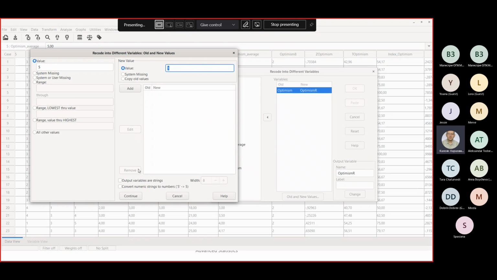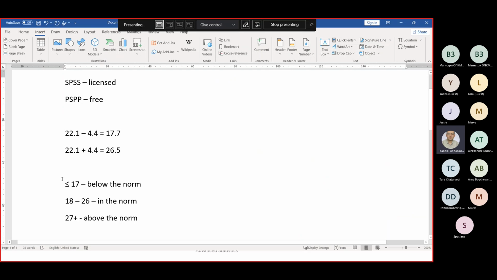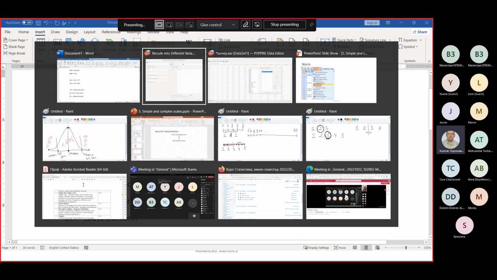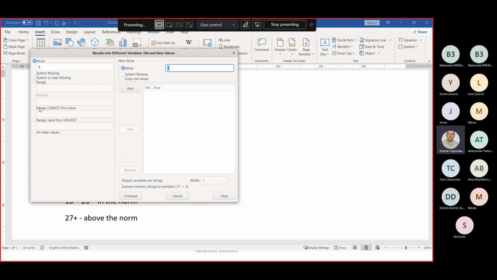And here we have three intervals. The first interval is up to 17. So here I will choose range, lowest through value, and type 17 here, and give the new value 1 and then press Add. From lowest to 17 is 1.